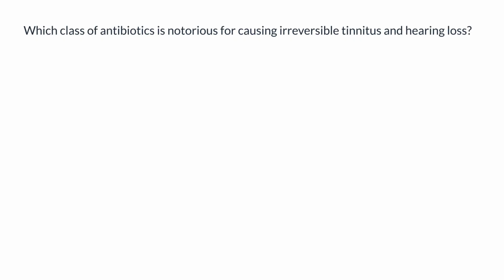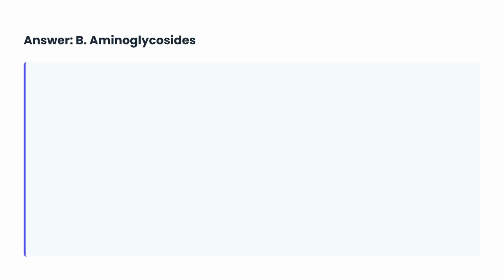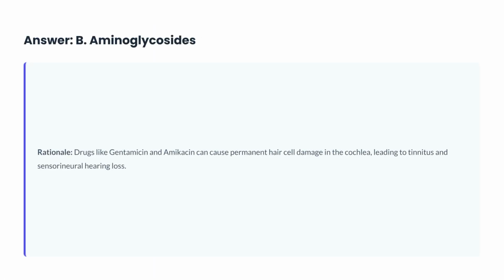Which class of antibiotics is notorious for causing irreversible tinnitus and hearing loss? A, penicillins, B, aminoglycosides, C, macrolides, or D, cephalosporins? The answer is B, aminoglycosides. Drugs like gentamicin and amikacin can cause permanent hair cell damage in the cochlea, leading to tinnitus and sensorineural hearing loss.